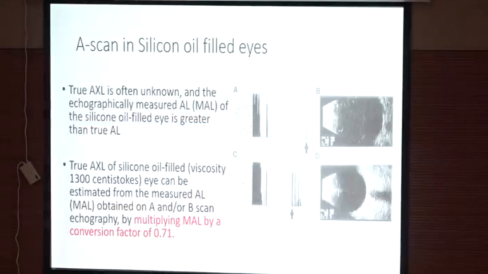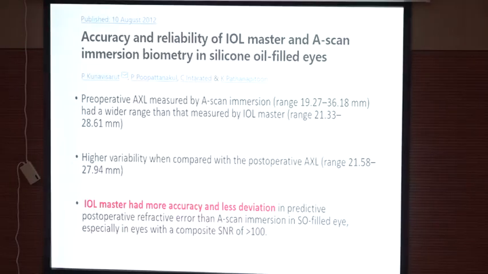Now A scan in silicone filled eyes can be tricky because the true axial length is often unknown and the measured axial length is greater than the true axial length. So in such cases, we can multiply the measured axial length by a conversion factor of 0.71. So this is how we can derive the true axial length in a silicone oil filled eye by the contact method. But studies have been done to compare the IOL master and the A scan biometry in silicone oil filled eyes, and they have found that the IOL master overall has more accuracy and less deviation in predicting the post-operative refractive errors. So if you have the option of IOL master, it's preferred to take that.